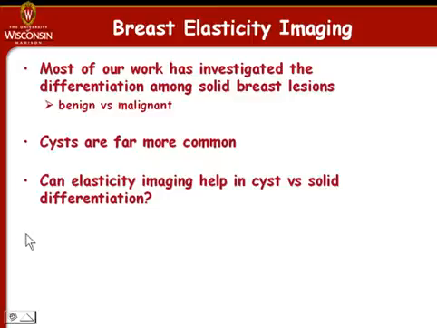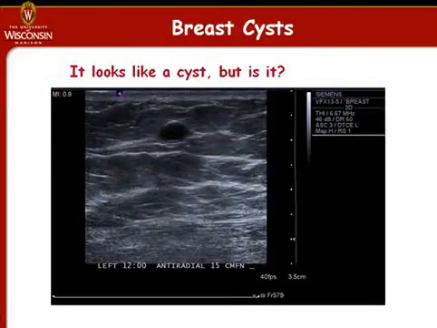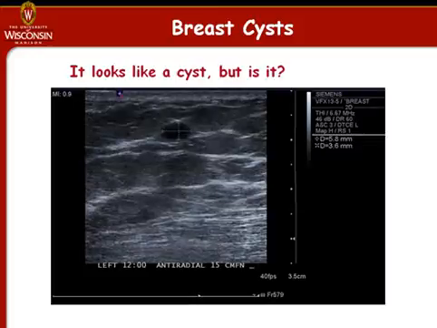But solid lesions are only a part of the clinical problem. Benign versus malignant differentiation is important, but what about cysts? Can elasticity imaging help to differentiate cysts from solid lesions? Well, here's a small lesion that appears to be roughly 5 millimeters or so, embedded in what looks to be a normal background. But is it a cyst?